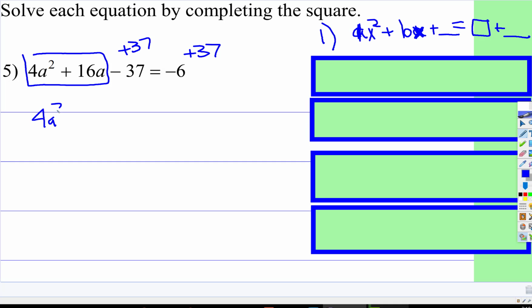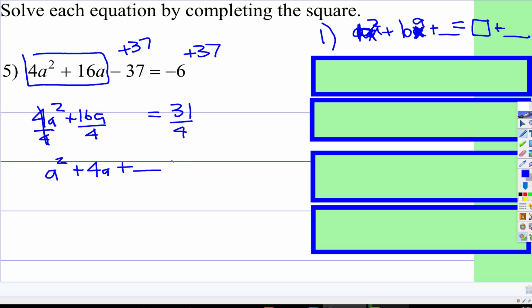So now we have 4a squared plus 16a is equal, well, 37 subtract 6 is 31. Well, now we're going to divide, remember we want this lead coefficient to be 1, divide each term by 4. So now we have, that cancels to 1. A squared, oh, I know why I had the a's here, because in this example there wasn't an x, there was an a squared. Sorry about that. So 16 divided by 4 is 4a.